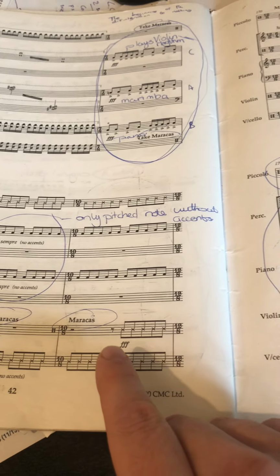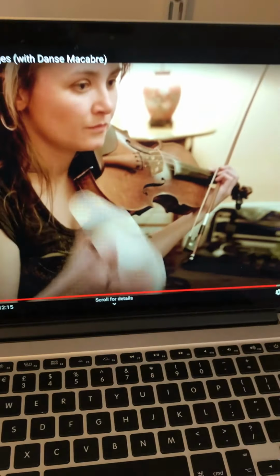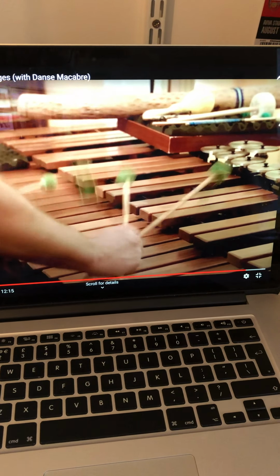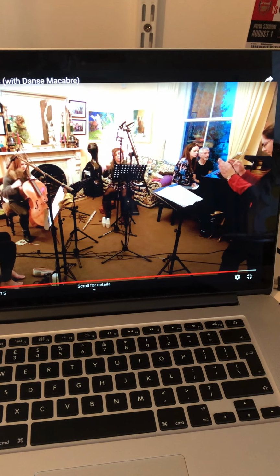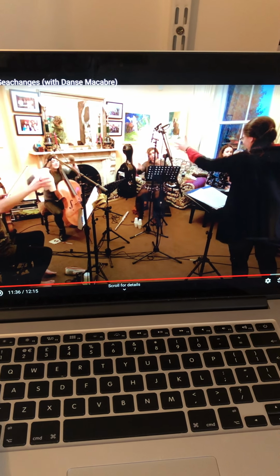Start to disintegrate now. Everyone picking up the maracas as we head to the end. And the tremolo effect then.